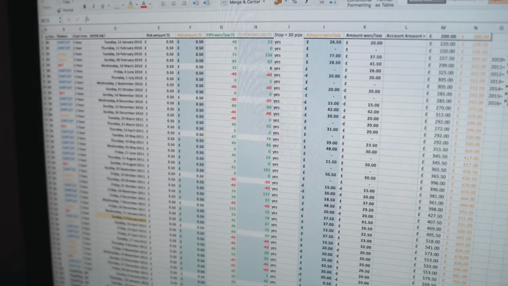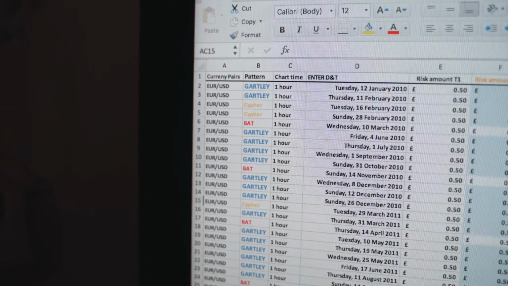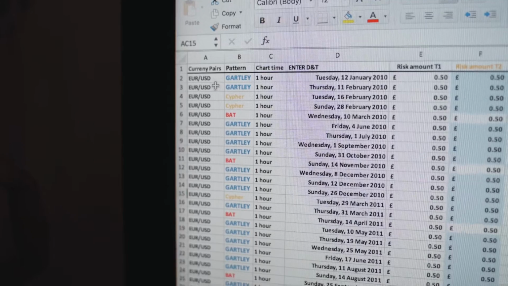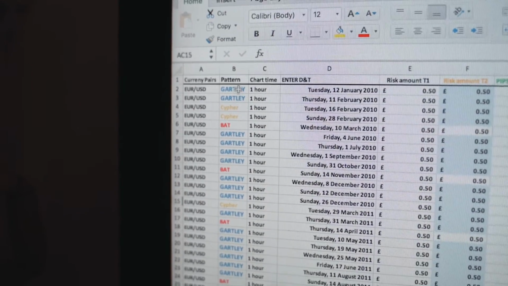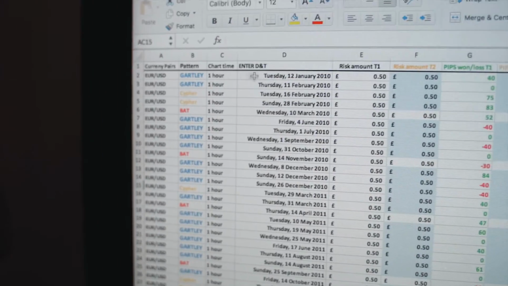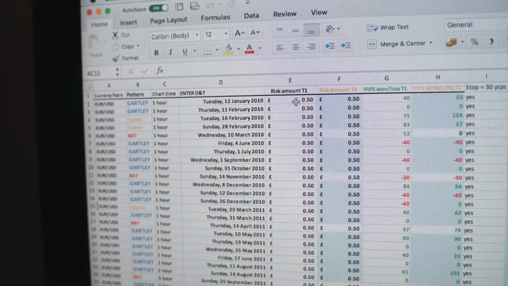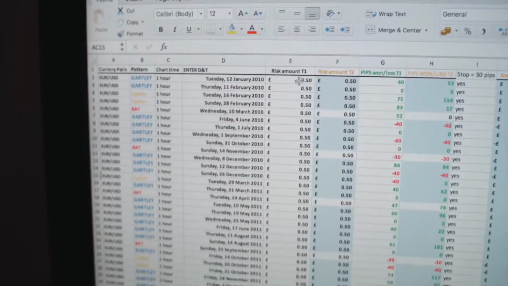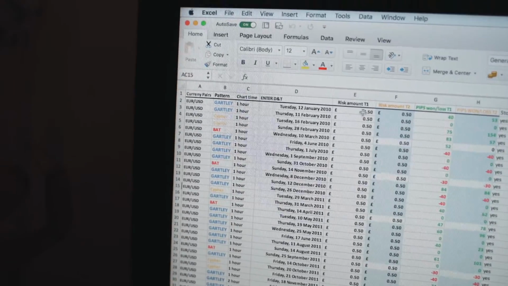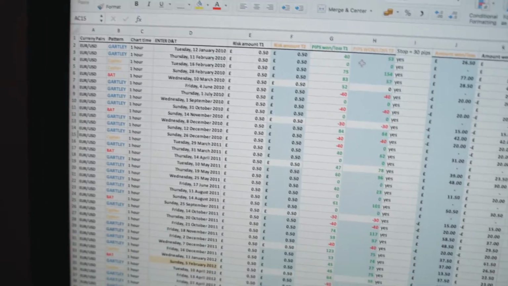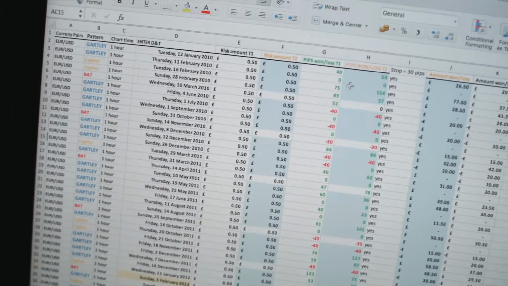Now look at how much detail I went into. First, this was just one. I can't even find the rest of them. I've done probably a few currency pairs. This was USD. This is when I used to do patterns and stuff like that on the hourly time frame. Put a date in, the risk amount 50 pips, 50 pence per pip. We worked out how much we won per trade.